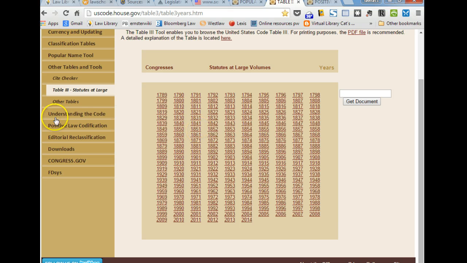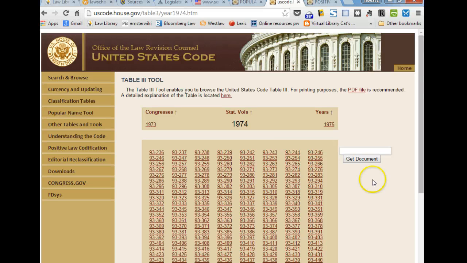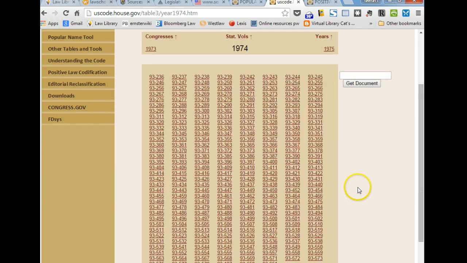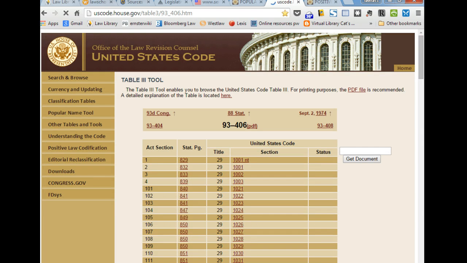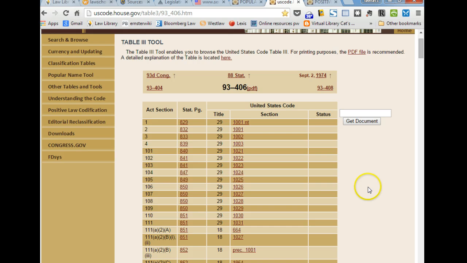So if we know that we are interested in ERISA, we would need to know the year, and then we would need to know the public law number, and I'll show you in just a moment what happens if we don't know all those numbers. So we know it's 93-406. And ta-da, here's our translation table.